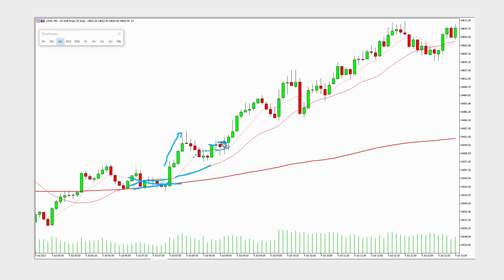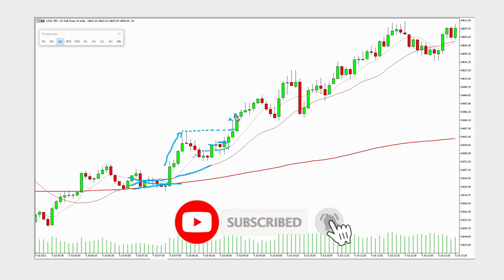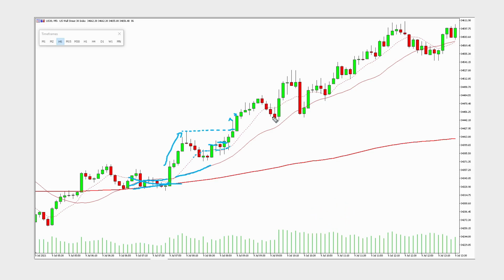I would hit my buy button here, and then I would wait for the price to break the previous high and try to catch the movement to the upside. Try to close my trade somewhere above this previous high. And then I just repeat this again and again. So you can see that the price kept going up, and here it made a pullback.